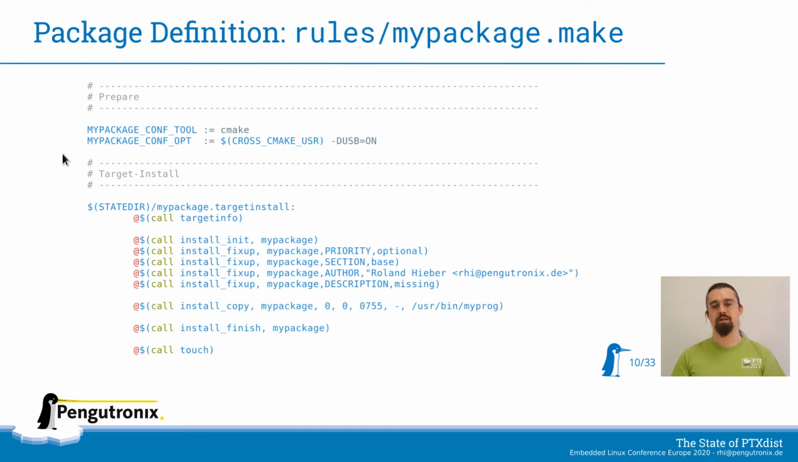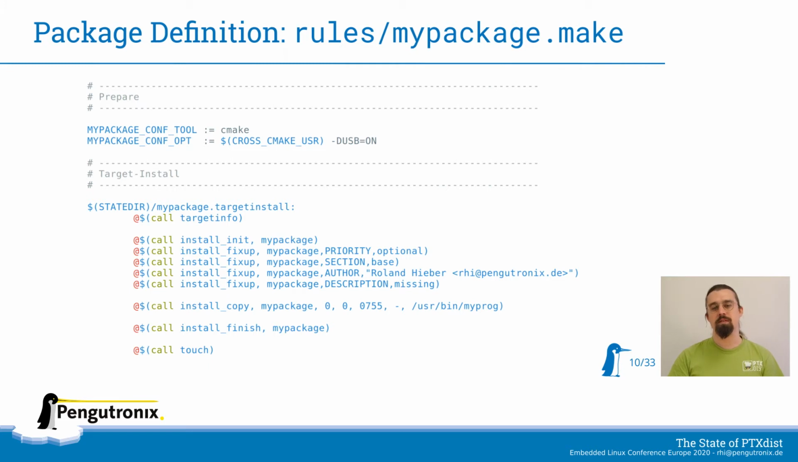After preparing the package, it is compiled. This is also not shown here because we just need to call make, basically, in this case. And after compiling it, it gets installed in the install stage. So PTXdist under the hood installs the package into a directory just using the default install rule from the make file from the package.